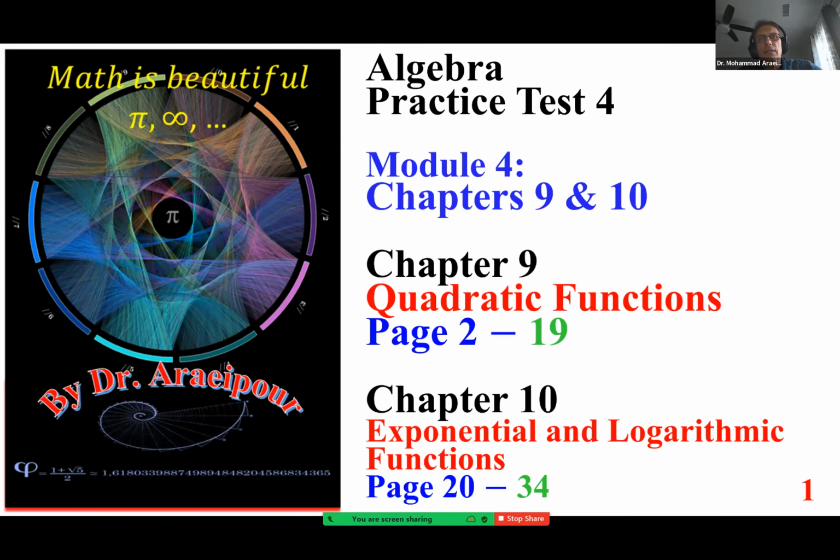Good afternoon, class. This is Algebra practice test number 4, module 4, covering chapters 9 and 10. Chapter 9, quadratic functions. Chapter 10, exponential and logarithmic functions.